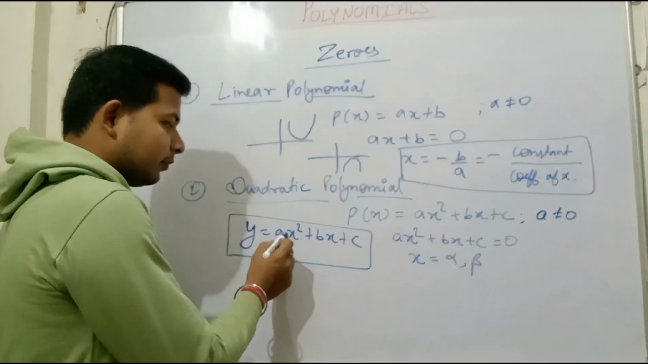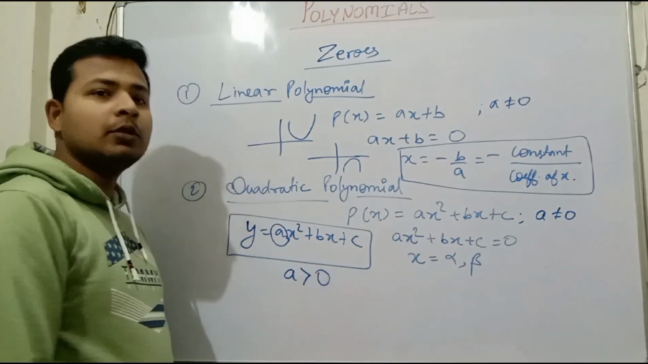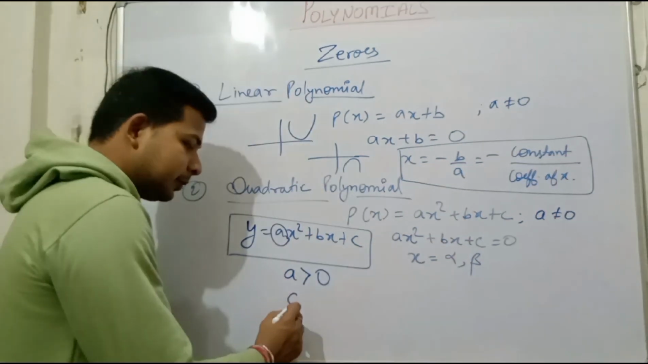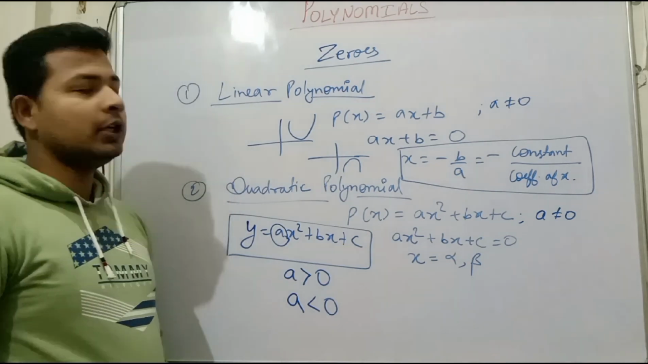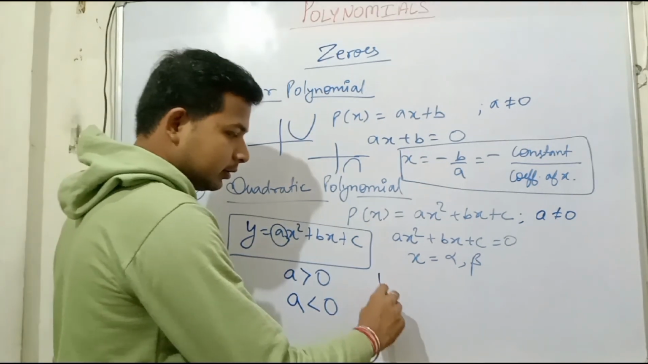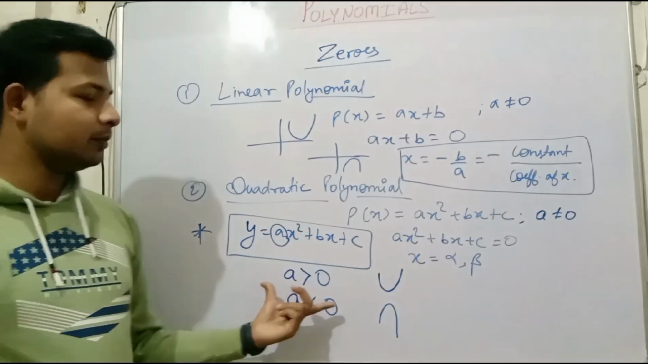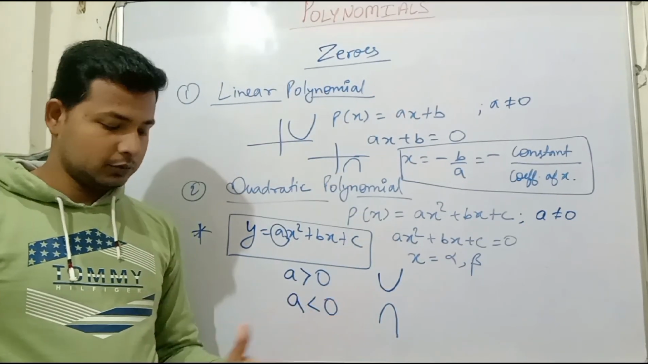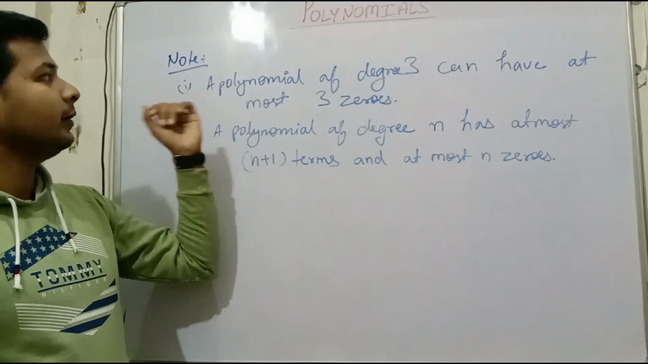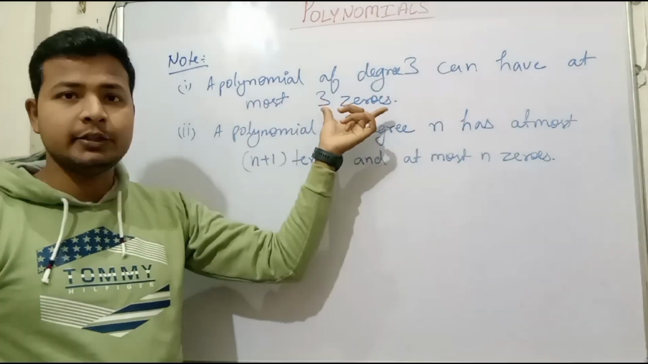Just by looking at the polynomial, how can we answer whether the parabola will open upward or downward? There is a method. If this constant a is greater than 0, then the parabola will open upward, and if this a is less than 0, then the parabola will open downward. This is an important result. Sometimes this type of question is asked in MCQs. Now we have to understand one important result about zeros: if a polynomial is of degree 3, then it can have at most 3 zeros.